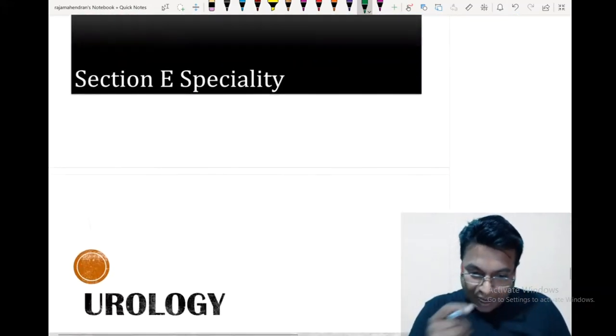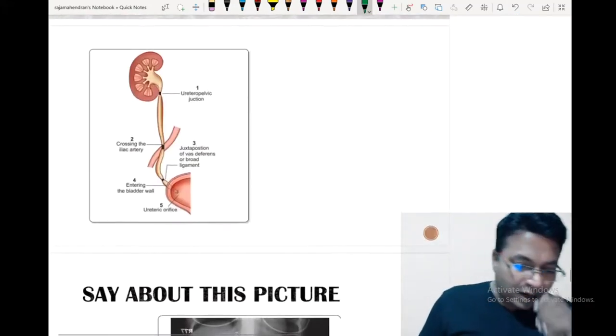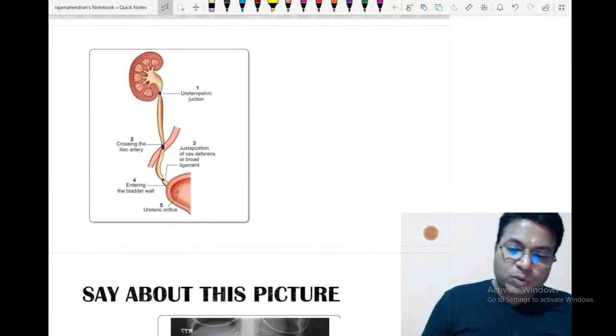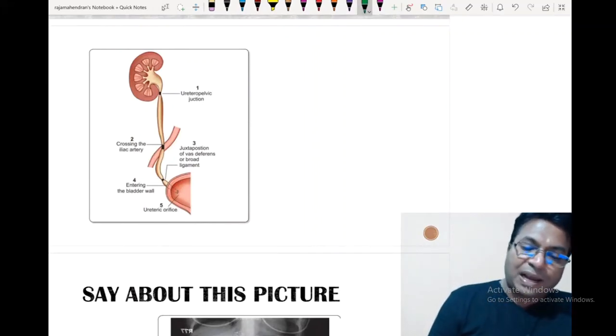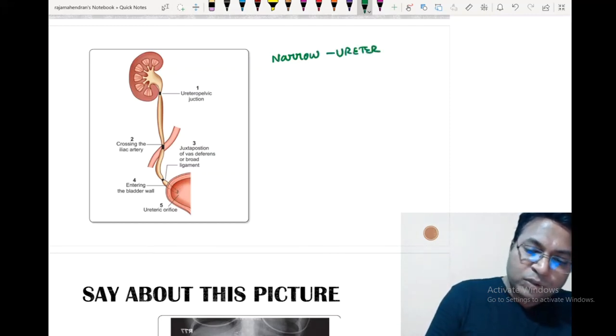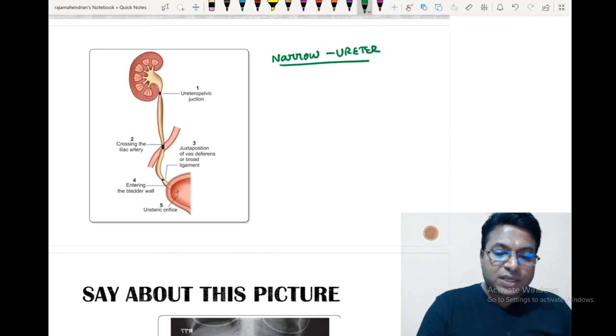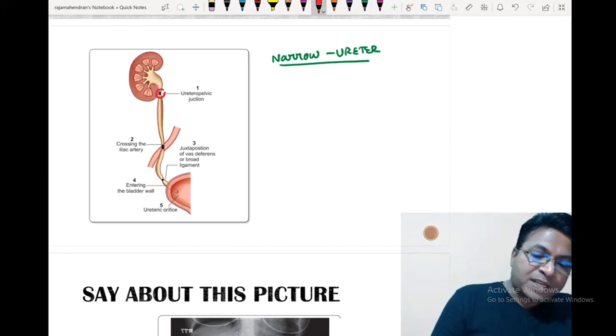Okay. So the last section we have come to now is urology. Now this is a question. The first picture is taken directly from Bailey and Love, showing the narrow points of the ureter. I want to ask two questions. If the stone is obstructed in the pelviureteric junction, we call it a PUJ stone.